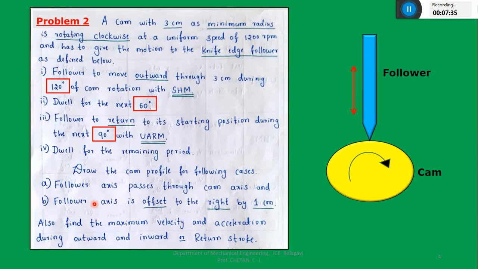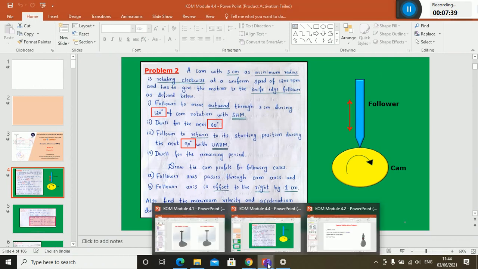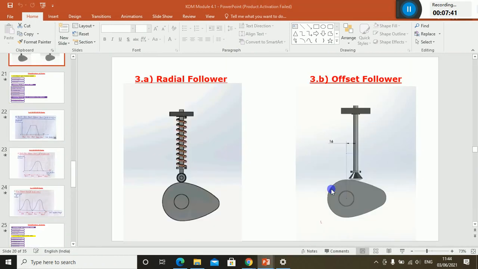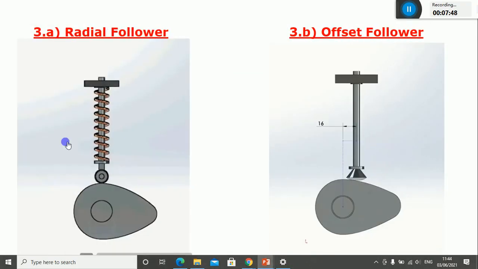There are two types of followers, as I explained in the introduction of this cam. So you can see here, this is nothing but a radial follower. I have explained this in the first class or the second class. This is the radial follower, in which you can see the axis of the follower is passing through the center of this camshaft.